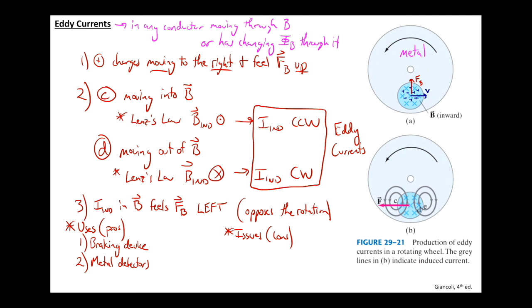Keep in mind that there's problems as well. If there is a current that's flowing through a piece of metal, this is going to generate heat. And that can cause energy loss, depending on what you're trying to do. It's basically an energy leak in the system. So you would have to consider ways to try to cut down on eddy currents.